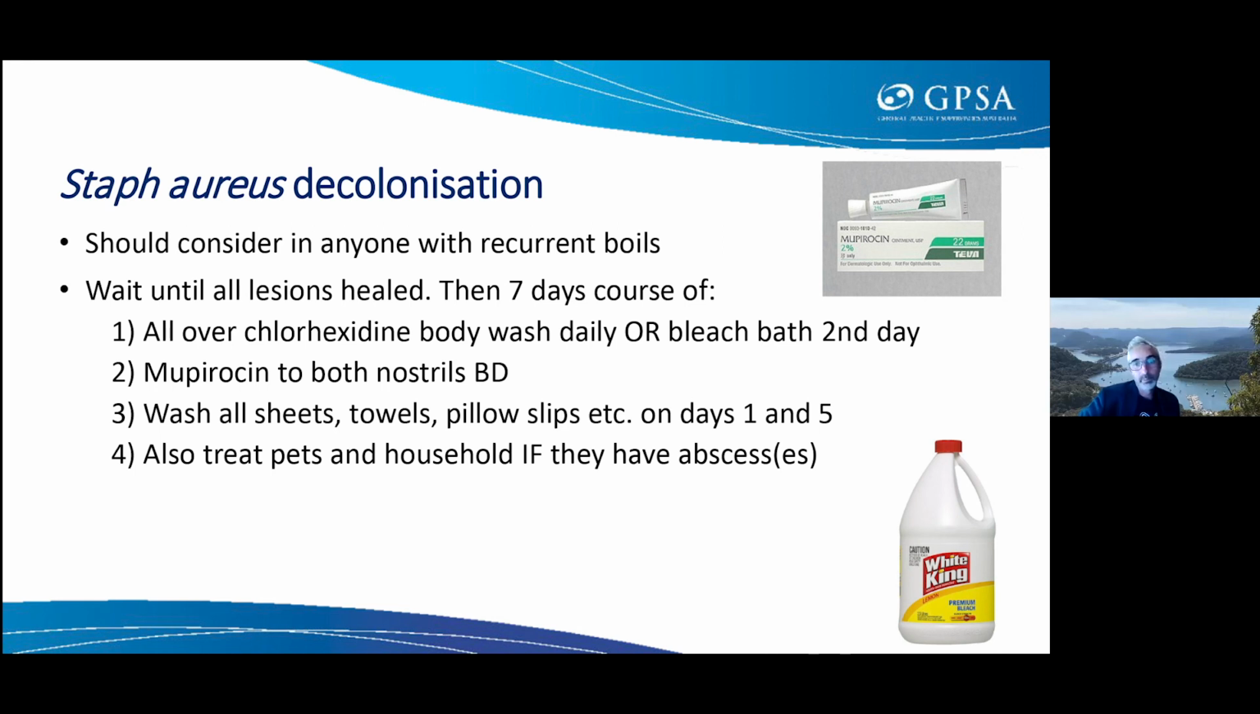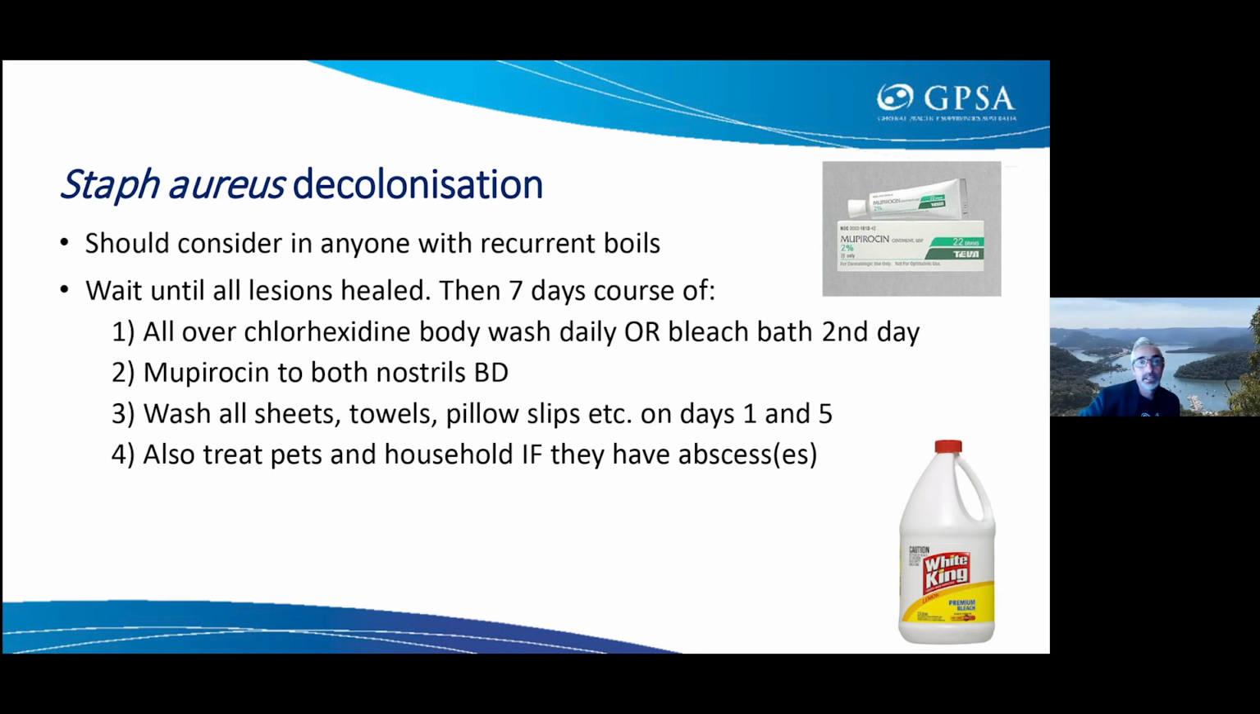It's half a cup of bleach in a bath, or if it's a really big bath, 1 cup of bleach. And surprisingly, people tolerate it well. It doesn't irritate their skin usually. And they soak in it for 15 minutes. So that's the first thing. The second thing is Mupirocin ointment to both nostrils twice a day. That's Bactroban brand name. Third is washing all the sheets, towels, and pillow slips that they use on days 1 and 5 of that week.